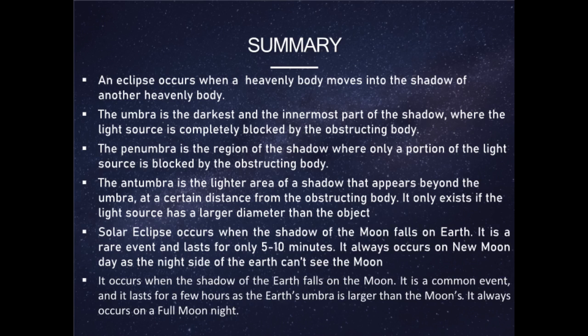A solar eclipse occurs when the shadow of the moon falls on Earth. It is a rare event and lasts for only 5 to 10 minutes. It always occurs on new moon day, as the night side of the Earth can't see the moon. A lunar eclipse occurs when the shadow of the Earth falls on the moon. It is a common event, and it lasts for a few hours as the Earth's umbra is larger than the moon's. It always occurs on a full moon night.